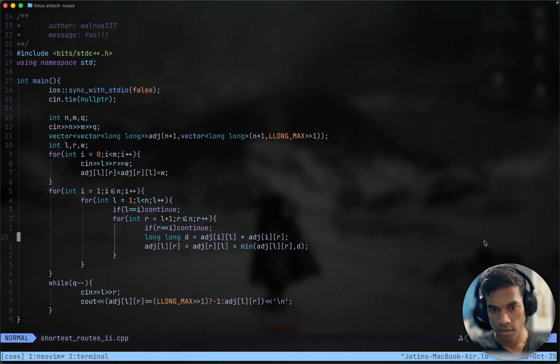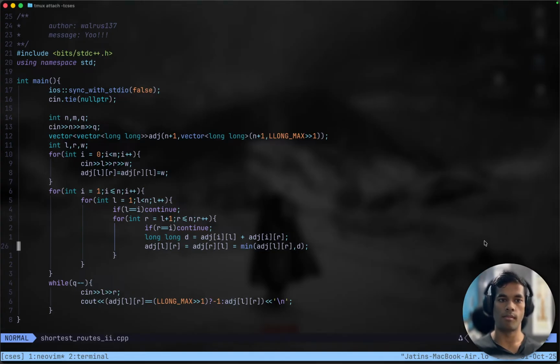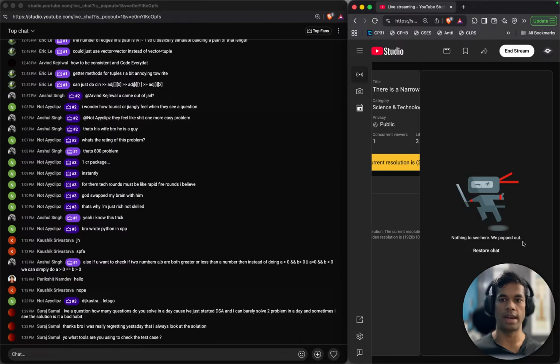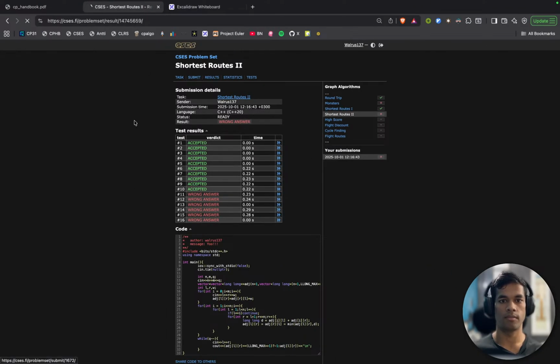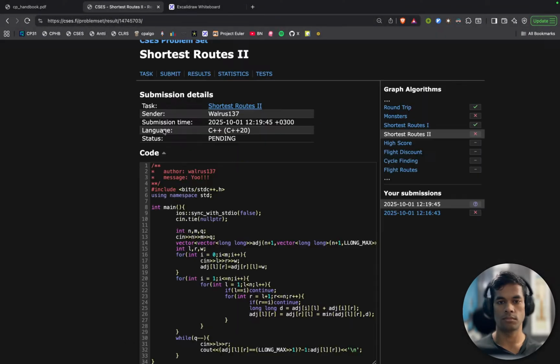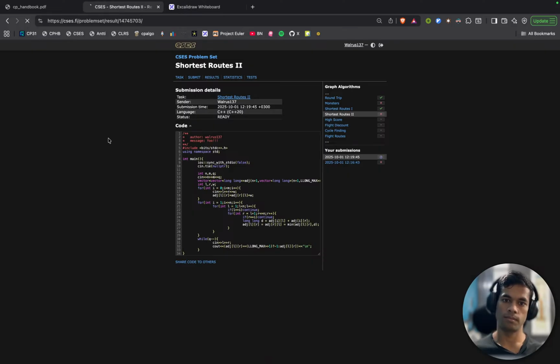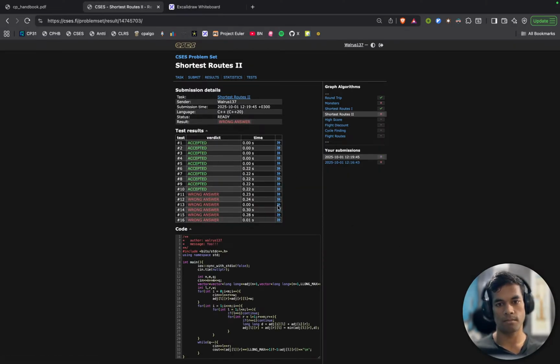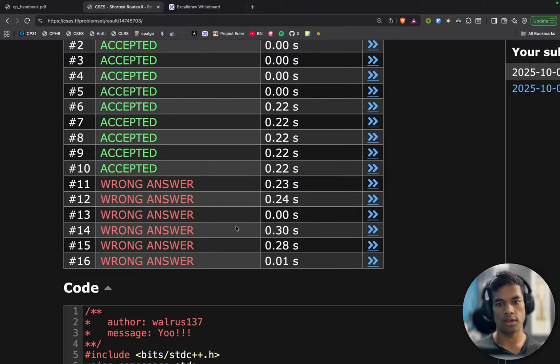Okay, the new distance, it is I, L. Yes, since I is acting as an intermediate node between these two, then we will update the distances between L and R to be ADJ L R equal to D. Okay, this should work now. At least this should work. It is also taking more time.